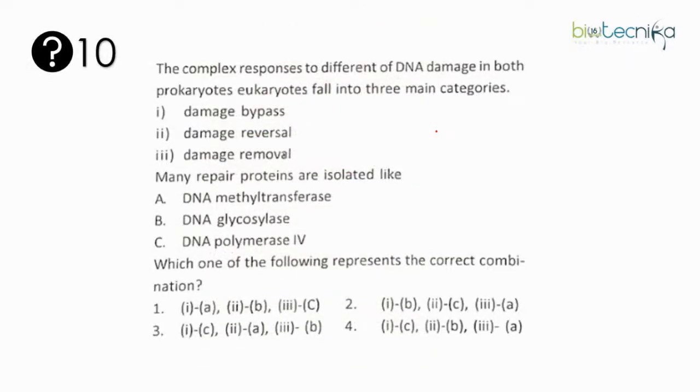All right, and coming to the last question. The last question is saying the complex responses to different types of DNA damage in both prokaryotes and eukaryotes fall into three main categories: damage bypass, damage reversal, damage removal. Many repair proteins are isolated, like DNA methyltransferase, DNA glycosylase, DNA polymerase 4. So, which of the following statements, the correct combination, is given?